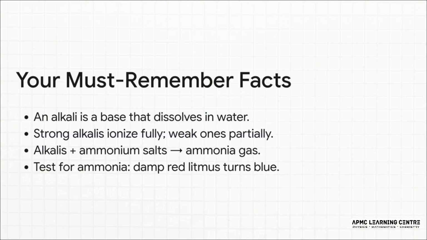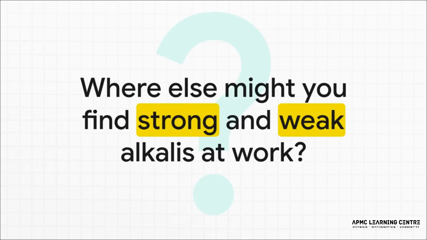So let's just lock these 4 key facts into our brains. Number 1, an alkali is just a base that can dissolve in water. Easy enough. Number 2, strength is all about ionization. Strong means it fully ionizes, weak means it only partially ionizes. Number 3, alkalis plus ammonium salts gives you ammonia gas. And number 4, how do you test for that ammonia? Damp red litmus paper turns blue. Got it? Good. And that wraps up our explainer on bases and alkalis.